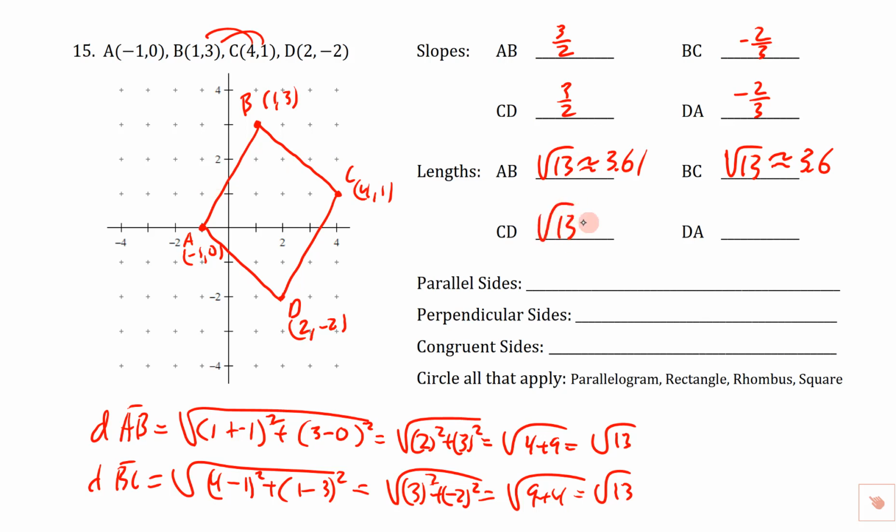So that's going to be radical 13, which is approximately 3.61. And then DA is going to be the same as BC, so this is going to be approximately 3.61. Whoops, I missed a 1 on there. Okay. All right, now parallel sides.